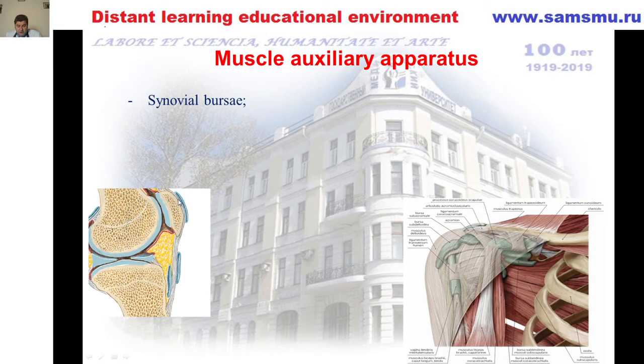of the knee joint. Subfascial bursae are located between the superficial and deep fascia. For example, such a bursa is in front of the patella. Excessive accumulation of synovial fluid or infection is called bursitis.